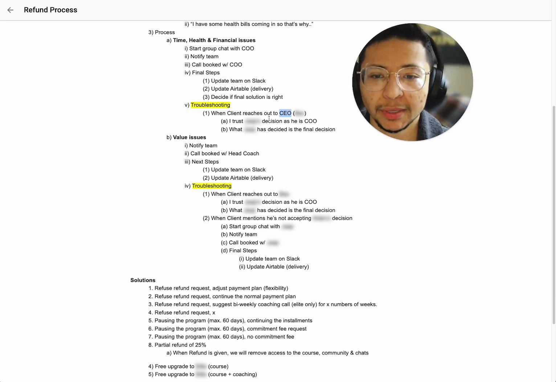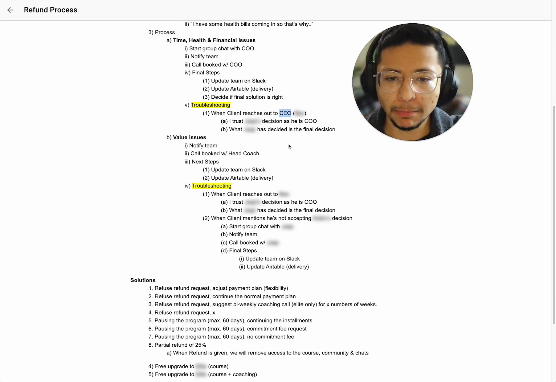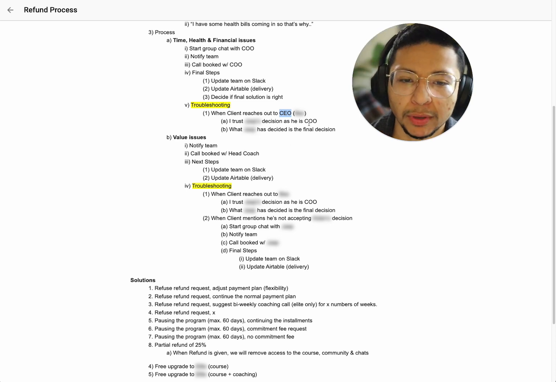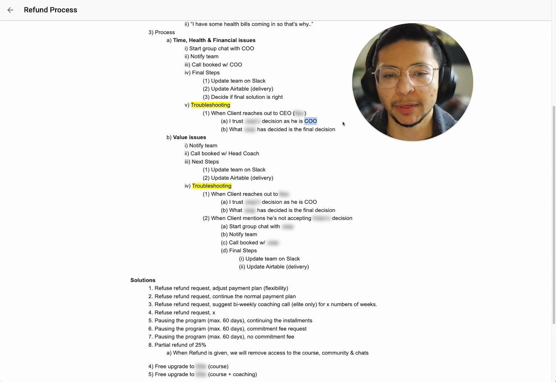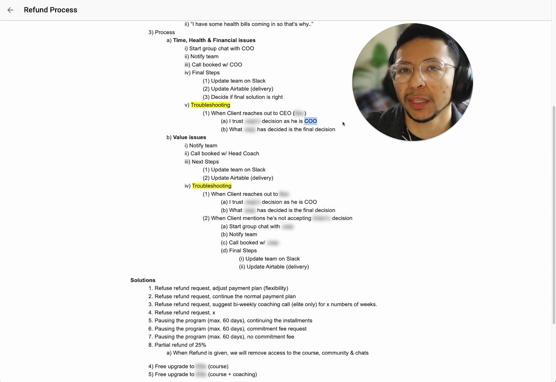So here are some examples of what to say, best practices. I trust name's decision, as he is COO, or he is... So if you don't have a COO or you don't have a client success manager, then you just insert whatever that person's role is. Maybe they are a client relationship manager.